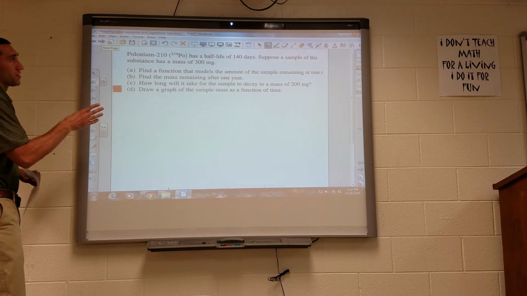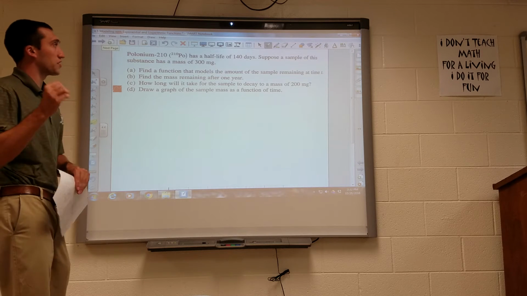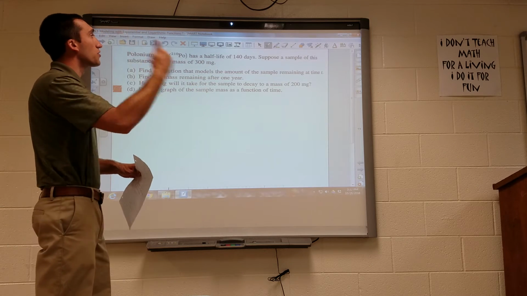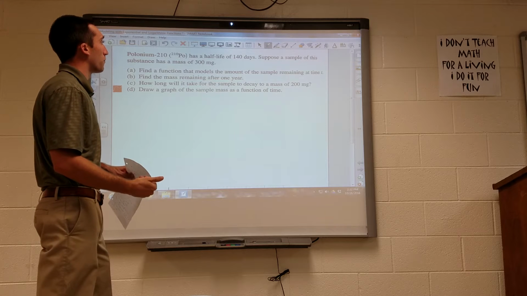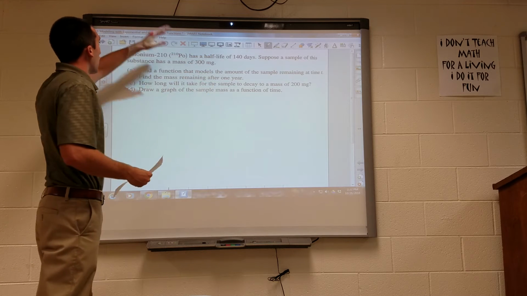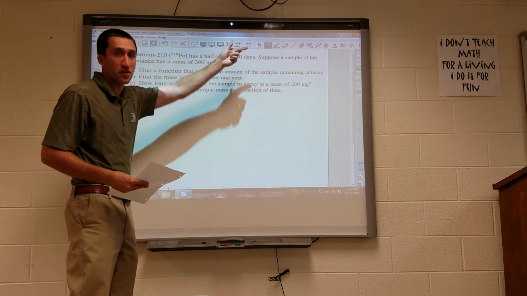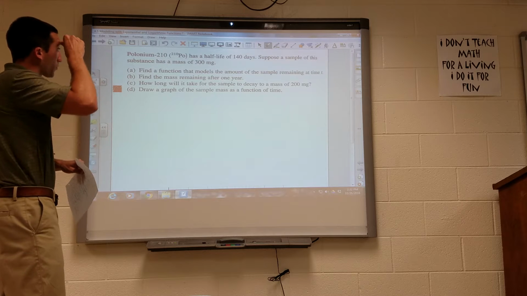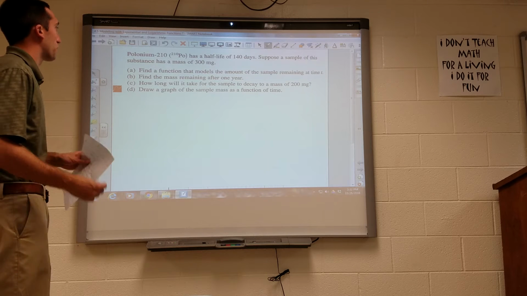Now let's use a decay one. So it's easy to see this one's decay because it says half-life. So half-life meaning we're losing a certain portion. In fact, with half-life, we're losing half of whatever we started with in a certain amount of time. So suppose this sample has 300 milligrams and its half-life is 140 days.